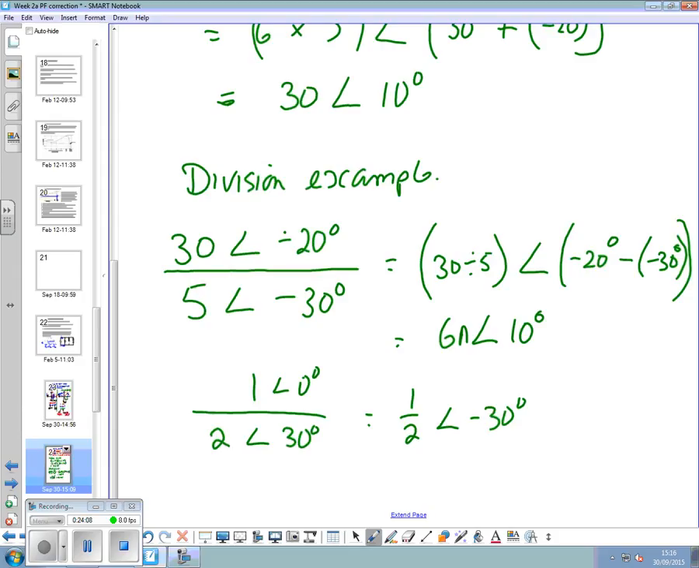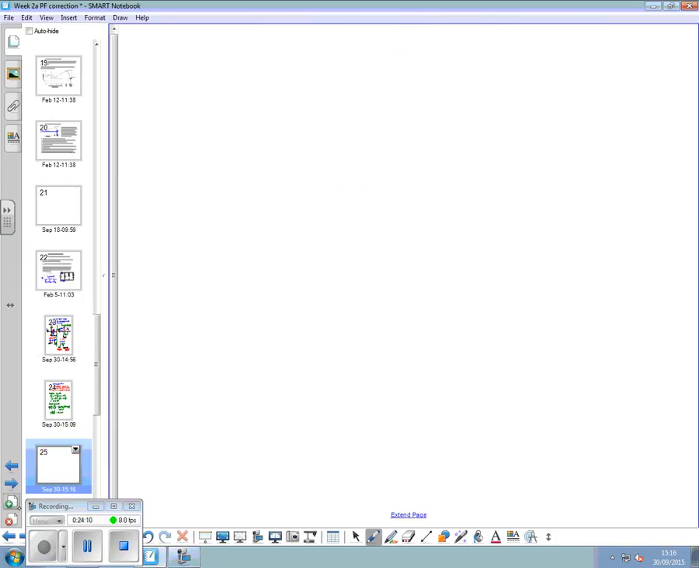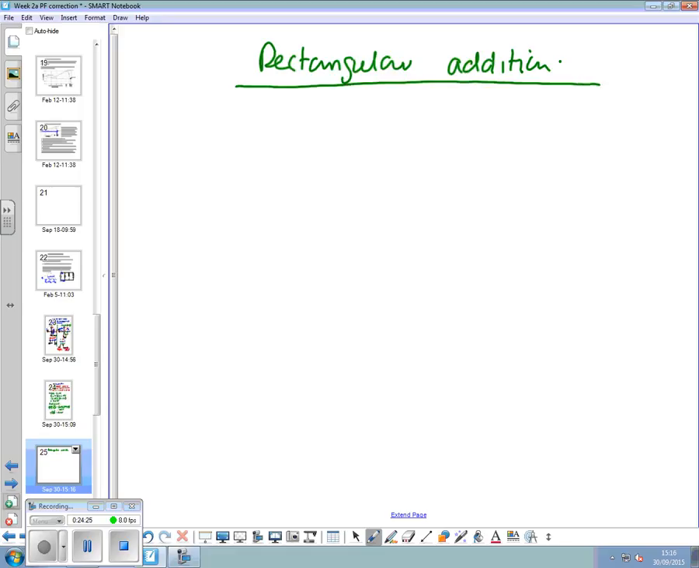So, moving on then. Rectangular addition. 2 plus 6j plus 4 minus 7j. How do you reckon we do that?